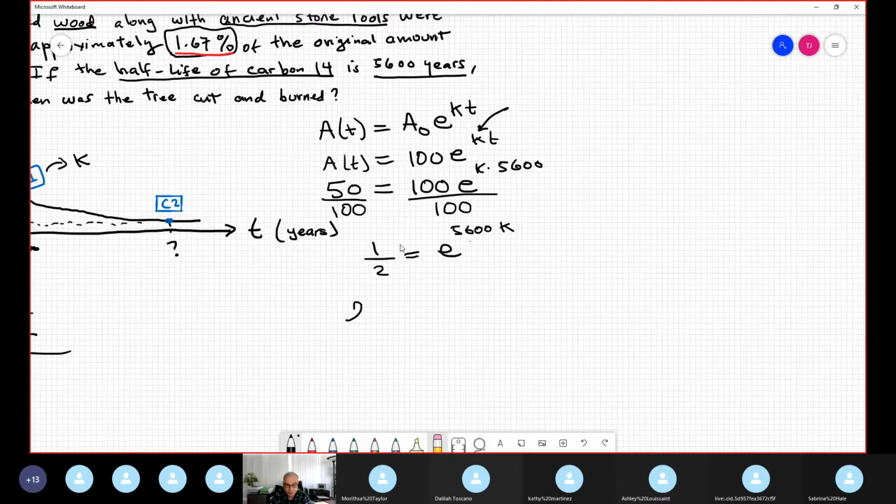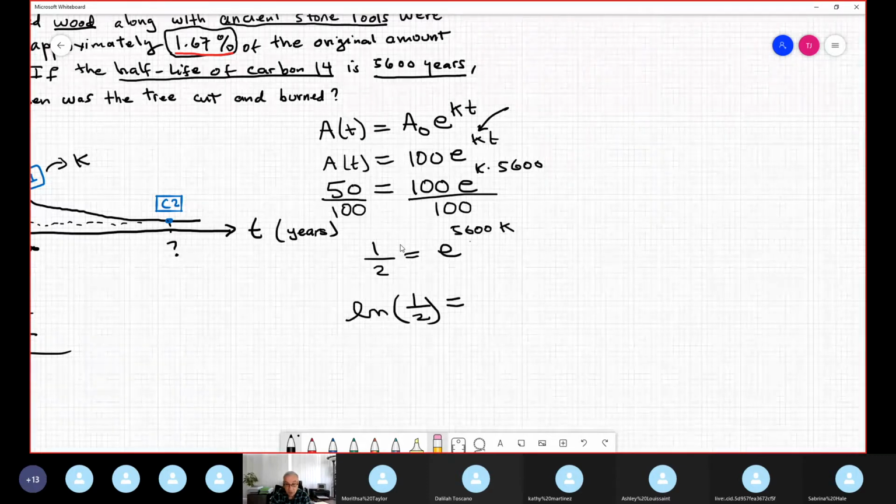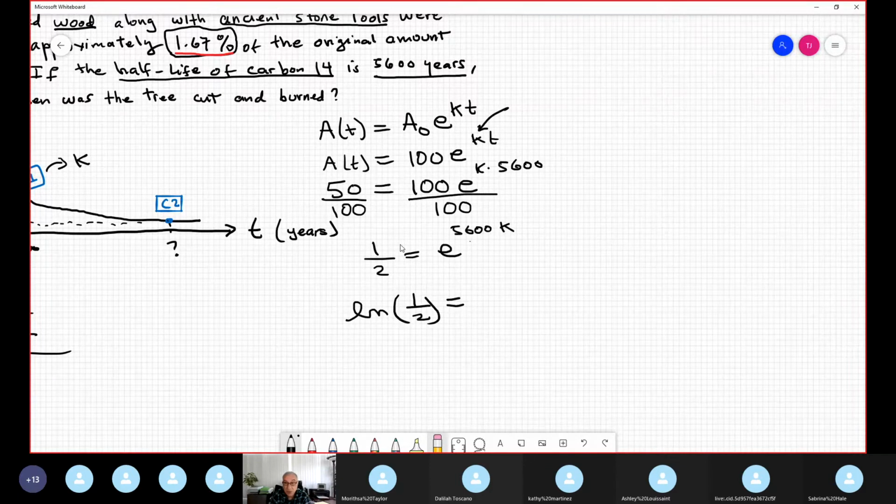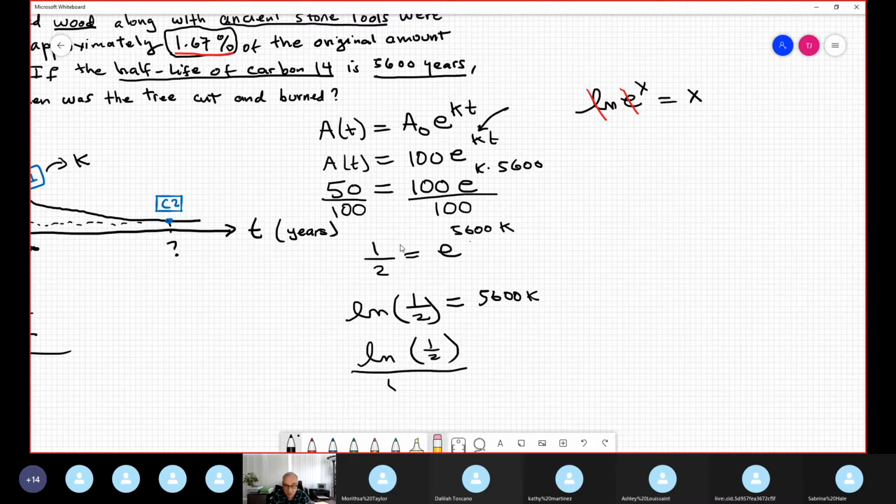Both sides, natural logarithm, because it's more convenient when the base is e, no? Then I know again this idea that natural logarithm of e to the x is equal to x. Okay, it's like this and this cancel each other out. Okay, then now on the right hand side we have 5600k. Therefore k is natural logarithm of 1/2 divided by 5600. This is my k value.